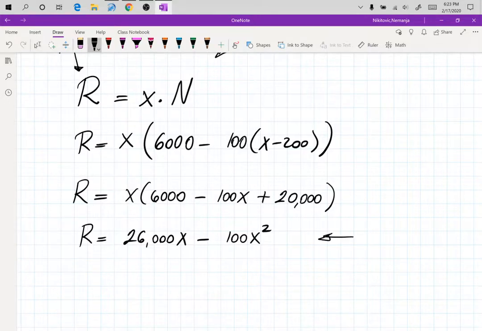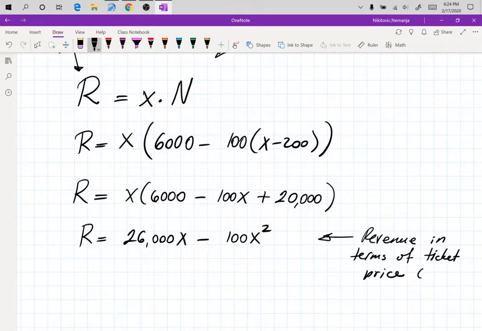So this over here is revenue in terms of ticket price X.